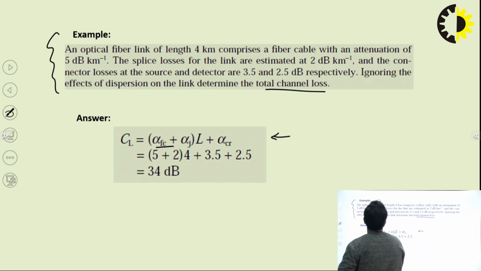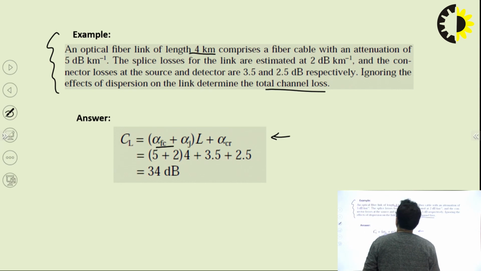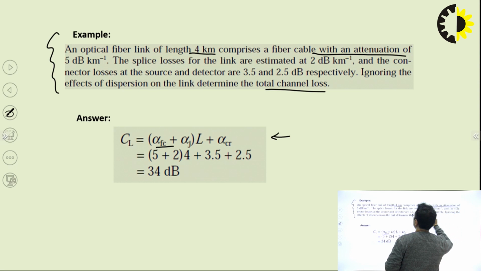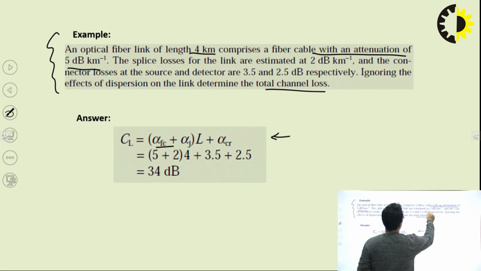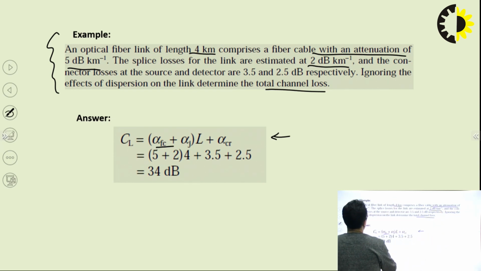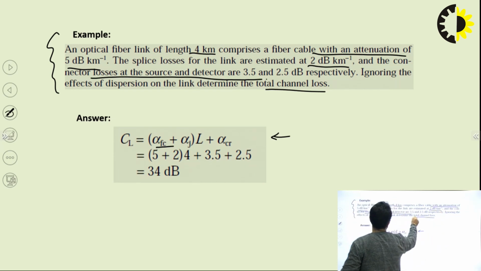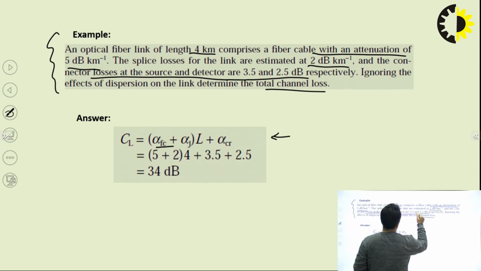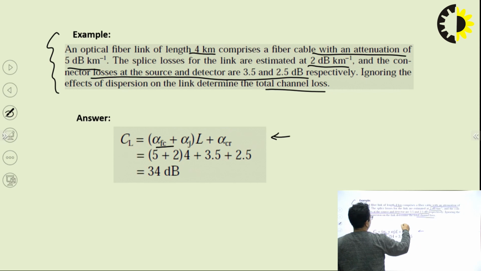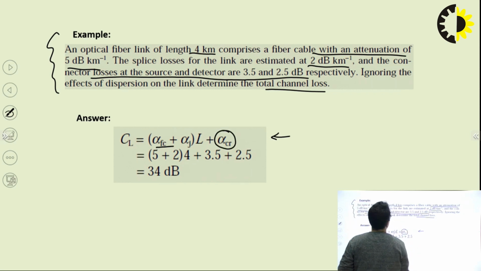So the question asked here is to calculate the total channel loss. The terms provided are: the length of the fiber is 4 km, the fiber cable attenuation is 5 dB, the splicing loss is 2 dB per kilometer, and the connector losses are 3.5 and 2.5 dB. So these are two connector losses, and we have to put these values for alpha CR. So alpha CR is 3.5 as well as 2.5 dB.